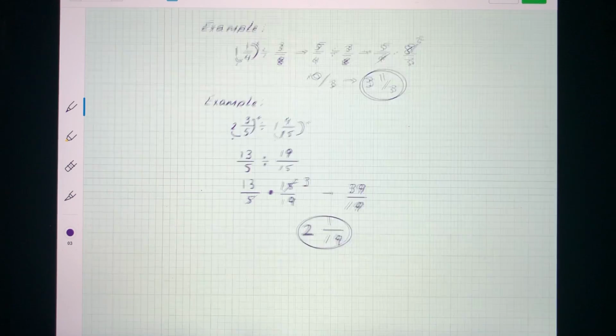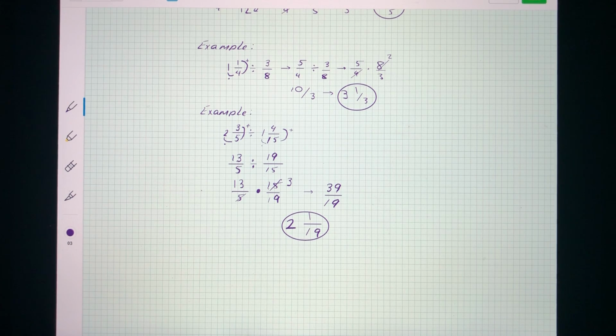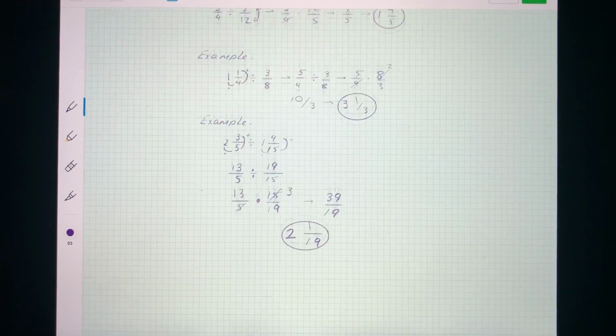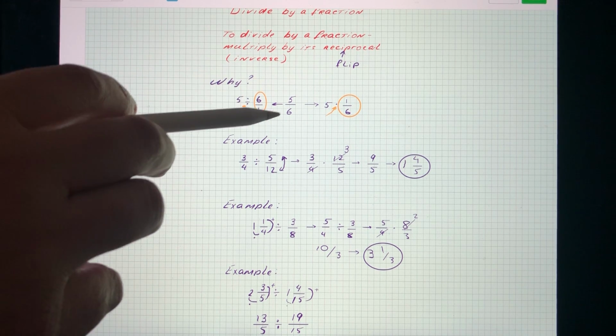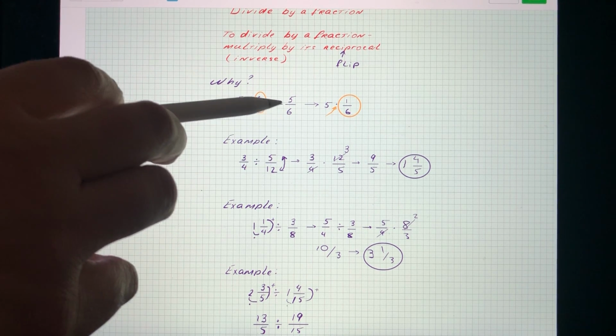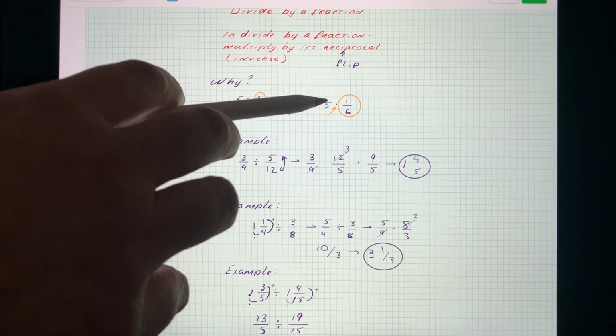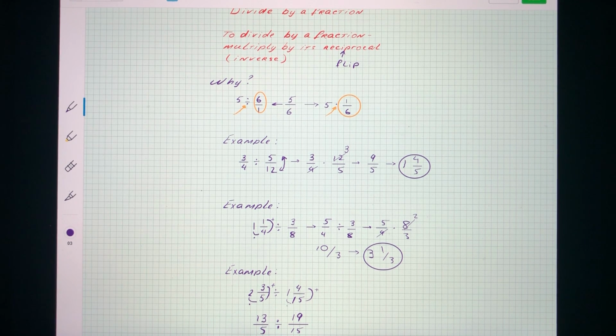And that's it for this video. This is how to divide a number by a fraction. Here are the examples once again. We take whatever number we have and we change from division to multiplication by using the reciprocal.